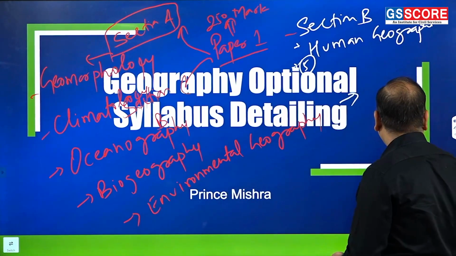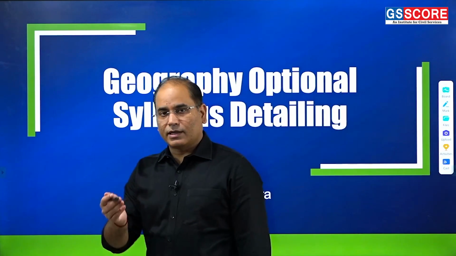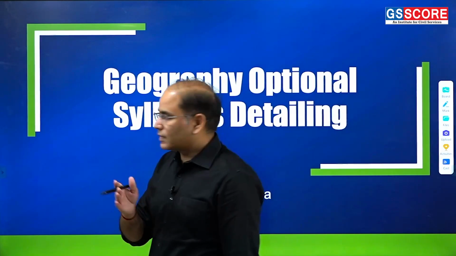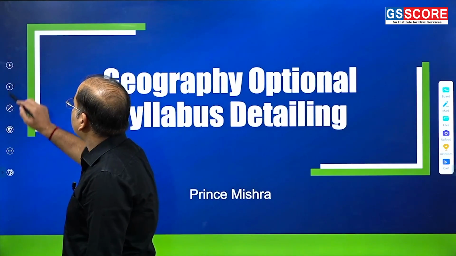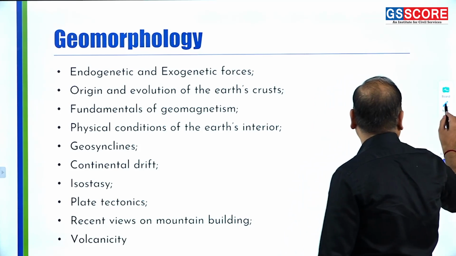So, you should be clear that geomorphology and climatology are part of paper 1, and within paper 1 they come in section A, that is the first section. So, let us start with geomorphology.